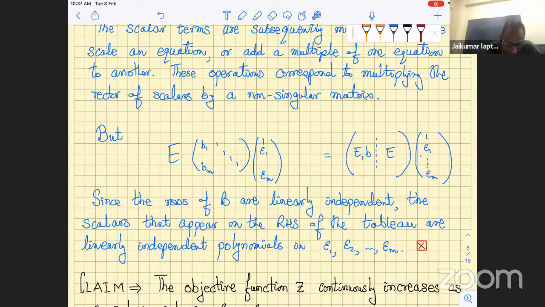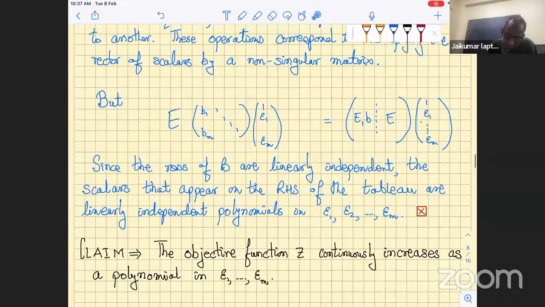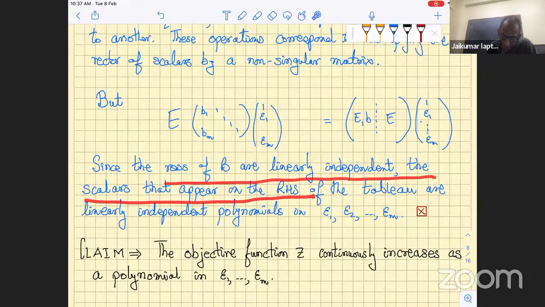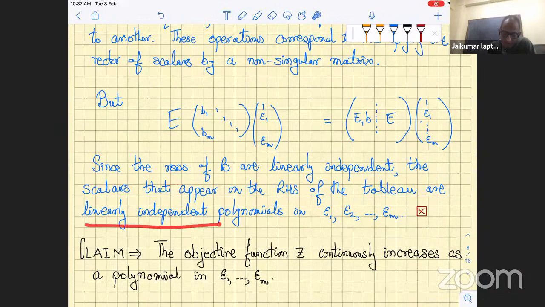Now, basically, the expression that I get in the end will be just the rows of E. But E is a non-singular matrix. So all its rows are linearly independent. This part is M cross M. All its rows are linearly independent. In particular, they are all non-zero. That's it. Since the rows of E are linearly independent, the scalars that appear on the right-hand side of the tableau are linearly independent polynomials in E1 to En. Okay. And so they have to be non-zero.